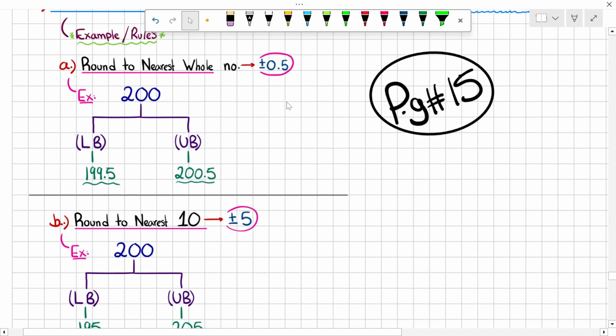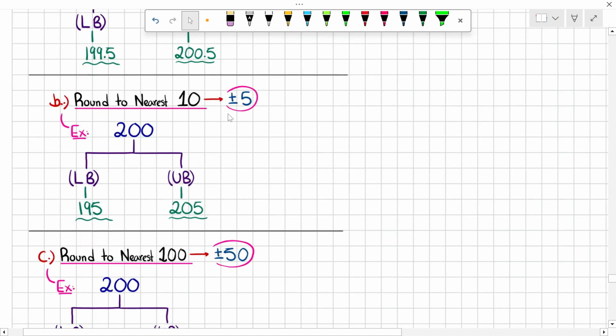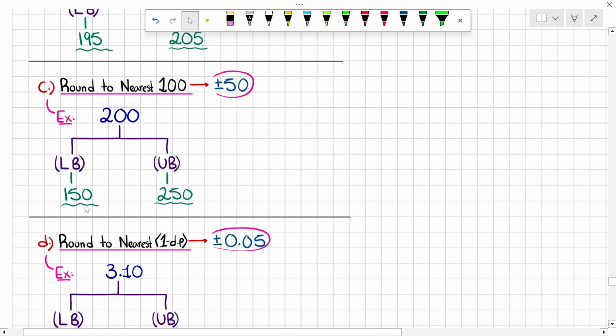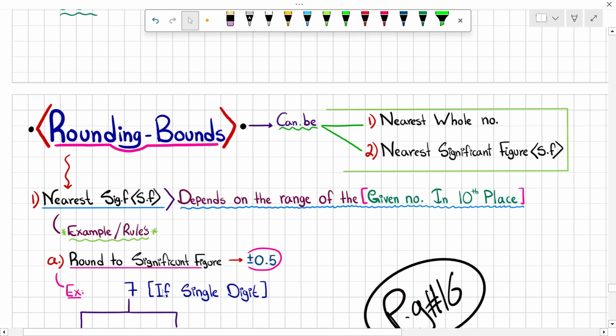you add or minus 0.5, so 190.5 and 200.5. Nearest 10, plus minus 5: 195, 205. Nearest 100, plus minus 50: 150, 250. Nearest one decimal place, plus minus 0.05: 3.05, 3.15.